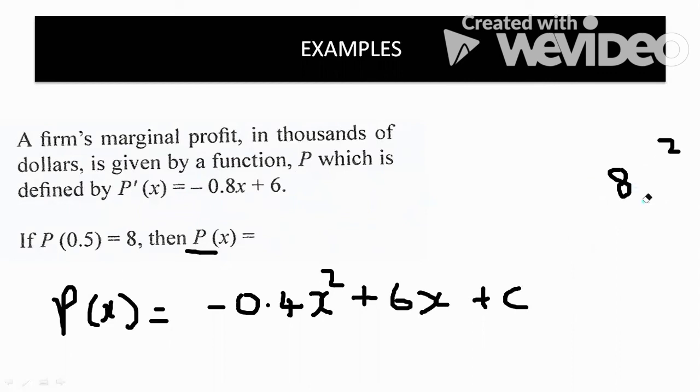How do we find c? They give us additional information. What they said? They said p of 0.5 equals 8. What does that mean? It means that if I replace x with 0.5 in p, it must equal 8. If we do that, the only unknown variable there will be c. Hence, we can find c. So that's what we're going to do.